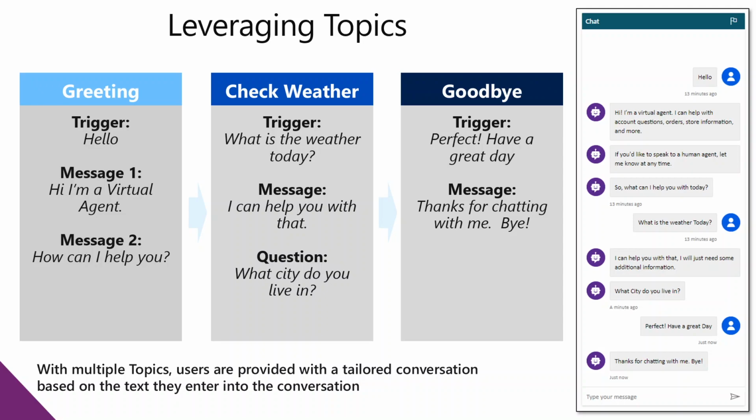The second one, check weather. The trigger is, what is the weather today? The message is, I can help you with that. So that's a node of message. Question, what city do you live in? So you're capturing some data that will return an entity of a city that you can then use to go and look up and get the weather. And then goodbye, you've got the trigger of perfect, have a great day, and then thanks for chatting and goodbye. So these are examples of topics, and then those items in there would be configured as nodes.